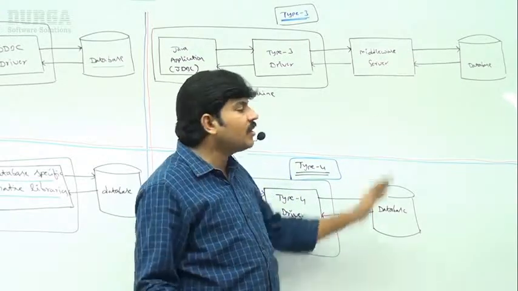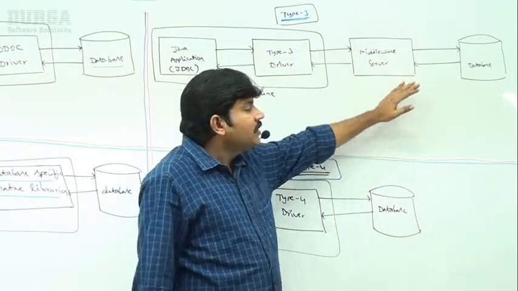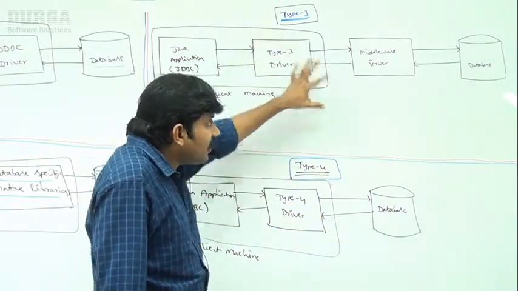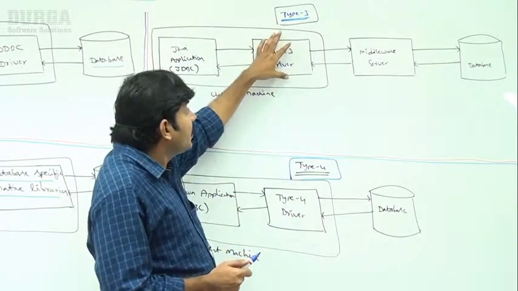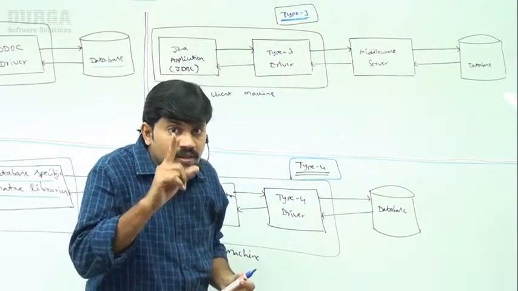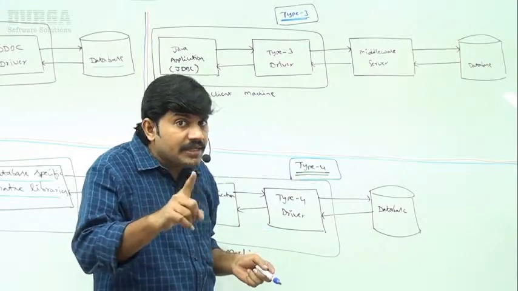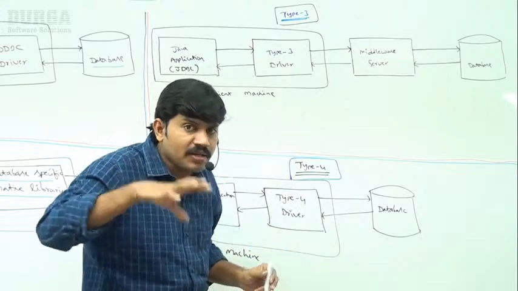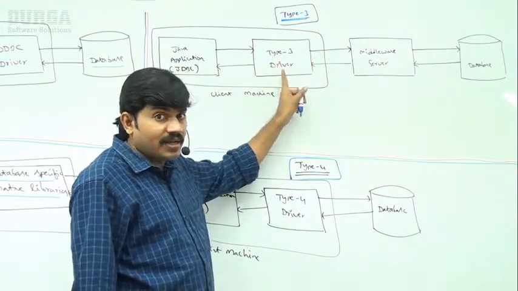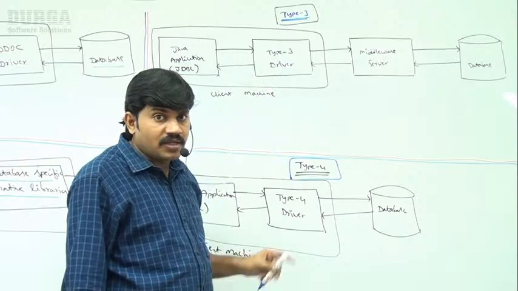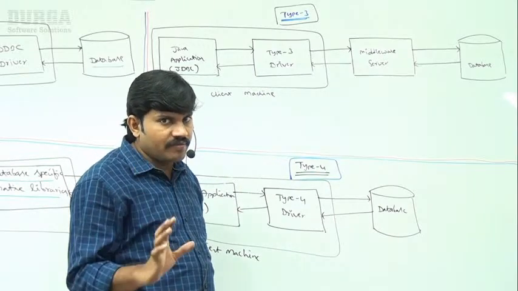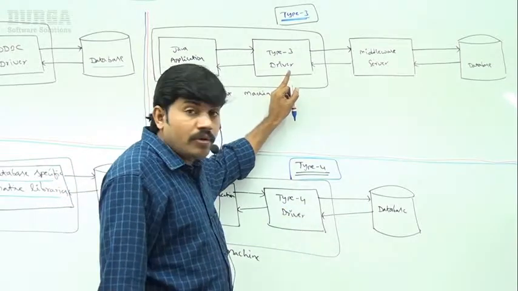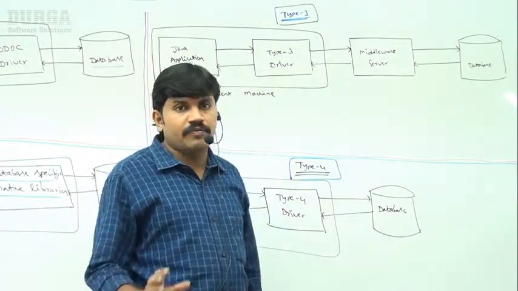2 level conversions are required. But anyway, the biggest advantage of this driver is it never communicates directly with the database. That's why it is a database independent driver. Next, this driver is completely developed in Java. This driver is also known as the all Java net protocol driver. So it is completely developed in Java. That's why platform independent nature by default will be there, sir.